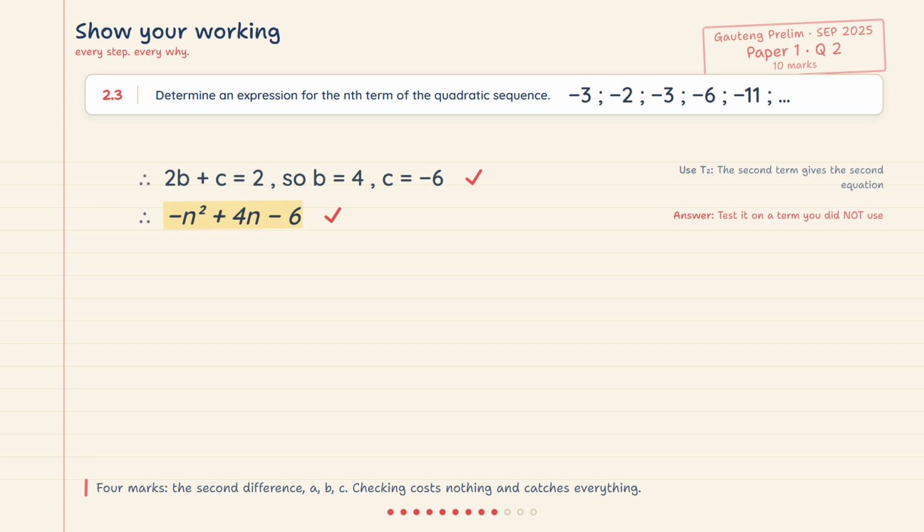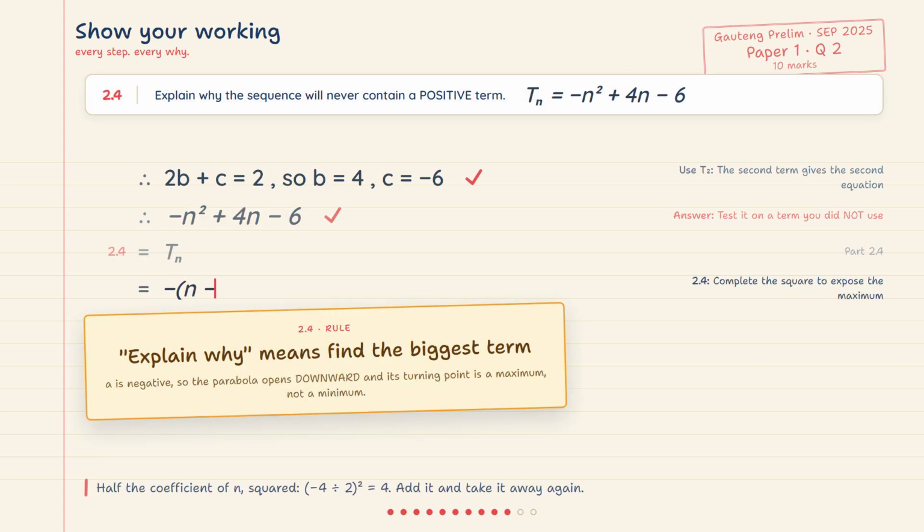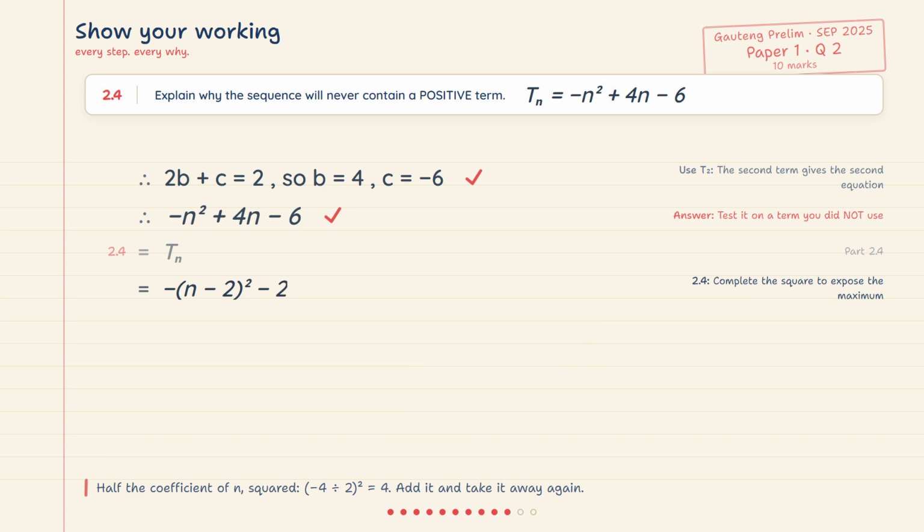Now you know. Never contain a positive term. Nobody can check every term, so you have to find the biggest one and show even that is negative. Complete the square. Take the minus out of the first 2 terms. Minus bracket n squared minus 4n, close, minus 6. Half of minus 4 is minus 2. Squared is 4, so add and subtract 4 inside. That gives minus bracket n minus 2 squared plus 2, which is minus n minus 2 squared minus 2.